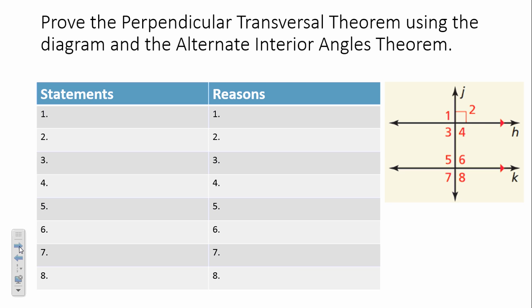We want to prove the perpendicular transversal theorem so that we can use it. And we're going to use the alternate interior angles theorem to do it. So we're going to start with the given that H is parallel to K and J is perpendicular to H. They told us that in the drawing. Here are our parallel lines, and here's our perpendicular mark. So that's our given.